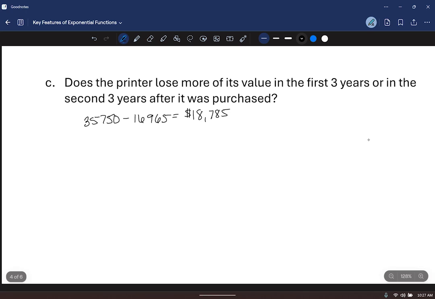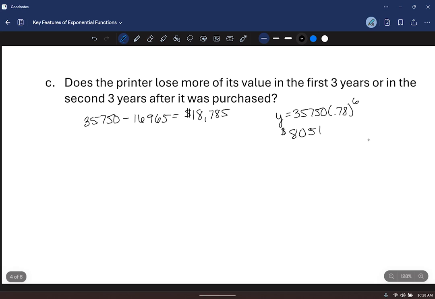Now, I need to know about the second 3 years. So if I have my first 3 years, I go 3 more years. That's 6 years. So we need to know what is the value after 6 years. So I'm going to take my equation and I'm going to plug in 6. That's going to give us $8,050.89, so $8,051. So it is worth $8,051 after 6 years.